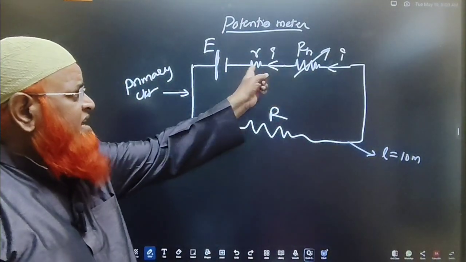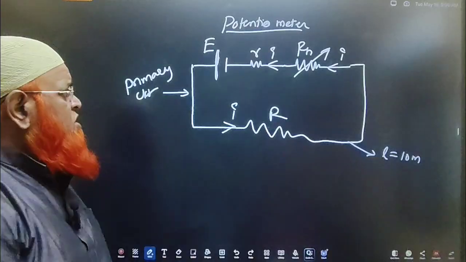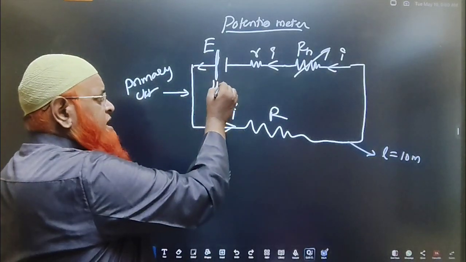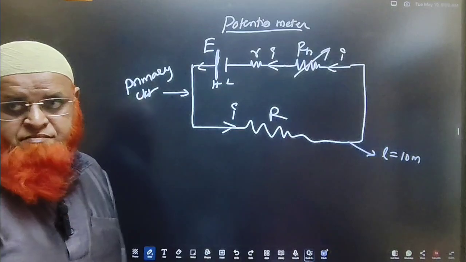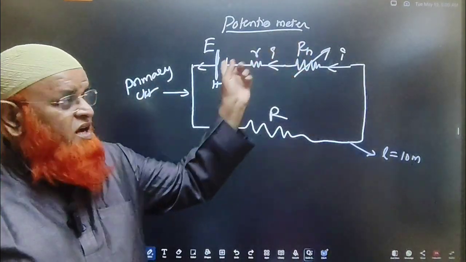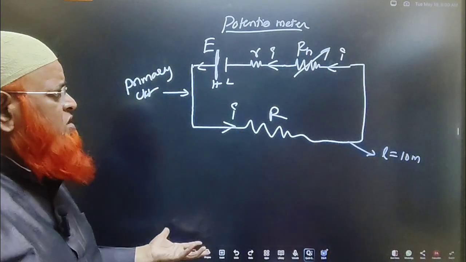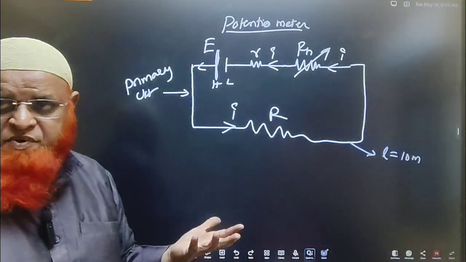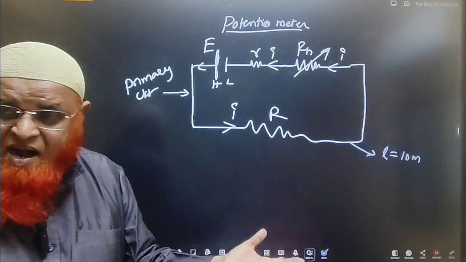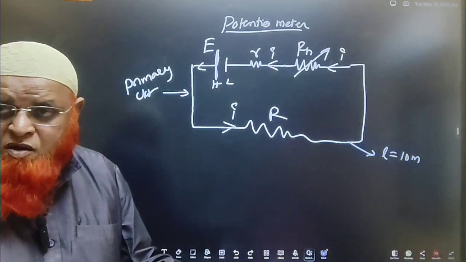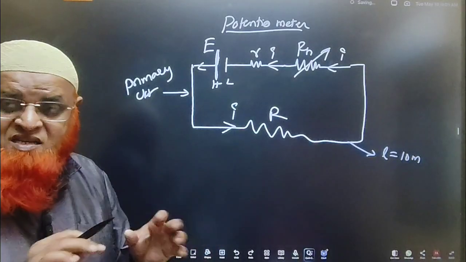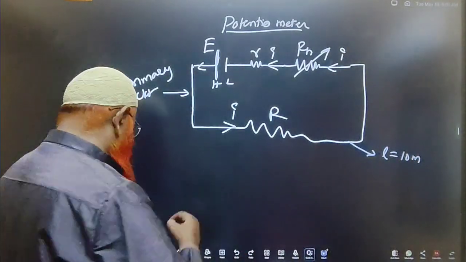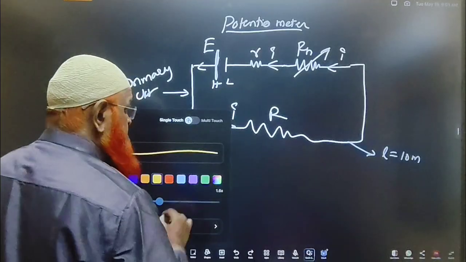Why am I taking the current direction like this? Because current always flows from higher potential to lower potential outside the battery. So it's higher to lower, and current is flowing like this. I would like to take a loop as you wish. You can take a loop anti-clockwise or clockwise. Either you can choose, but you will get the same result. So let me take the anti-clockwise direction and show you how it is going to be the same.